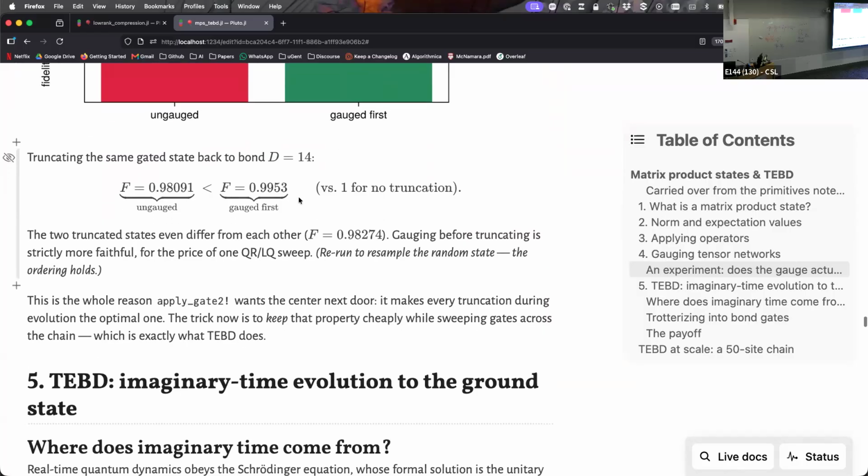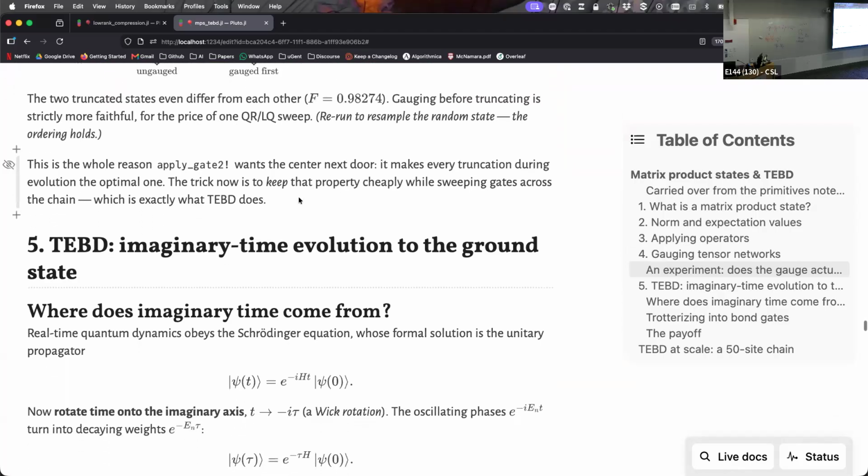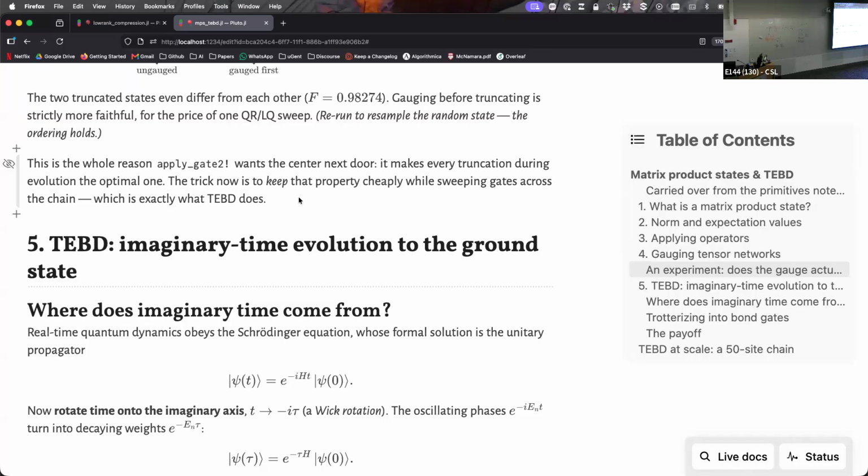Right, and so then there's a little bit more text. And so that kind of brings us to our first actual full-on tensor network algorithm, which is a way to compute the ground state of some local Hamiltonian by doing imaginary time evolution on a random state until it becomes the ground state. So what do I mean with this?